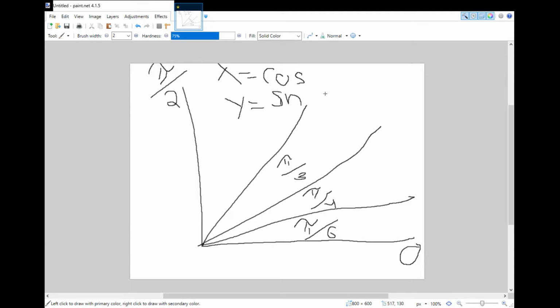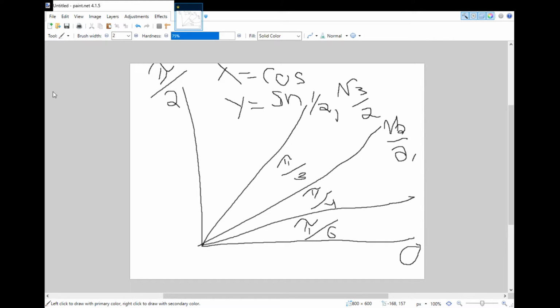So within these lines, there are going to be x and y values. For example, pi over 3, off the top of my head, I know for a fact is 1/2, root 3 over 2. How do I know this? Everyone knows that pi over 4 is root 2 over 2, root 2 over 2, and so on and so forth.